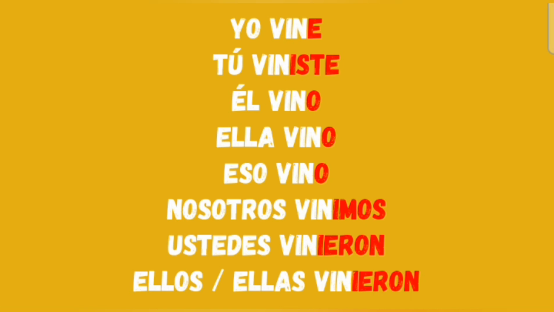To say you came in the plural form, then you have to say ustedes vinieron. And then if you want to say they came, if you are referring to a group of boys, you have to say ellos vinieron. And if you are referring to a group of girls, then you have to say ellas vinieron.